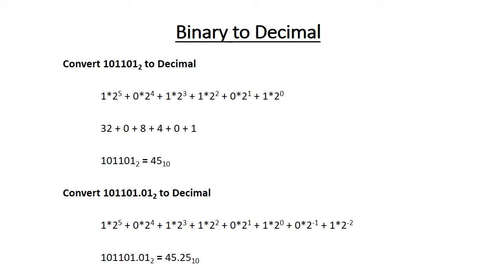Convert 101101.01 to the base 2 to decimal. So how to convert 0.01 to decimal?